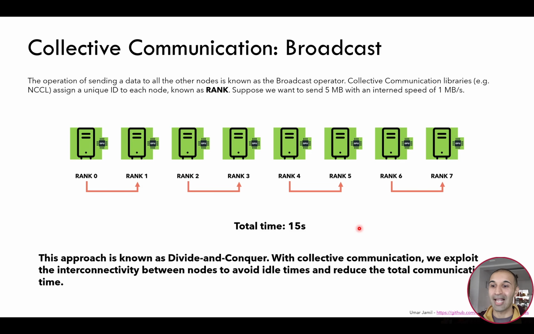This approach is known as divide and conquer. With collective communication, we exploit the interconnectivity between nodes to avoid idle times and reduce the total communication time. This is also how your GPU sends the initial weights to all the other nodes. It's not one by one, because that would be too slow. It's not even in parallel, because anyway the connection speed is always the same; it would be split among all the receivers. What we do is this divide and conquer approach. So our initial weights are sent using this broadcast operation in this manner, which is much faster.